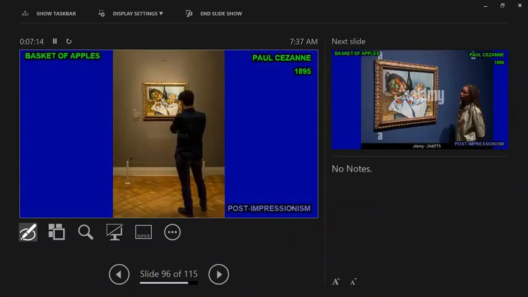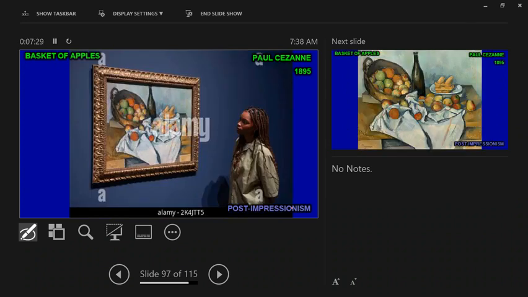All right, our next painting is Basket of Apples. This slide gives you a sense of how large this artwork is.